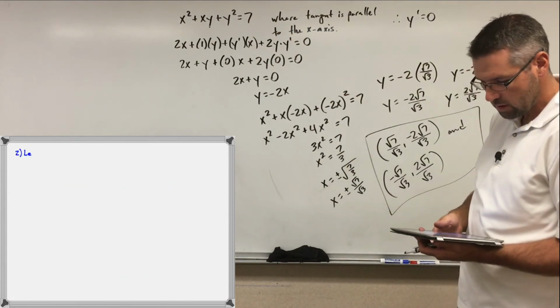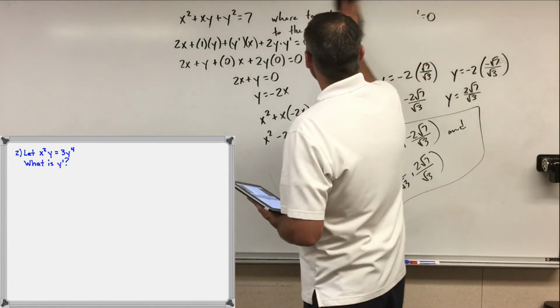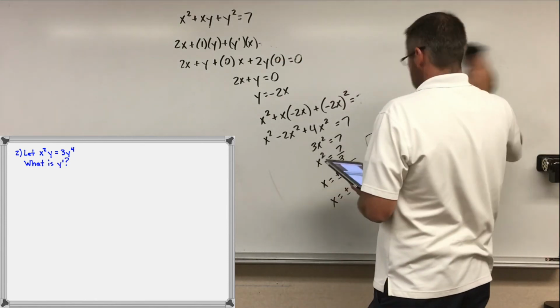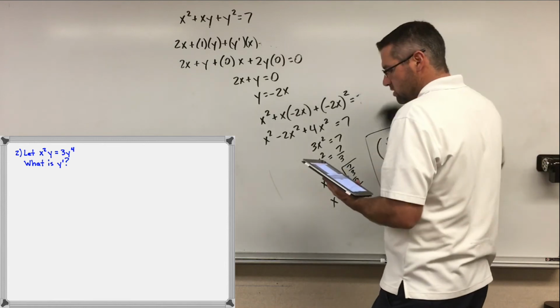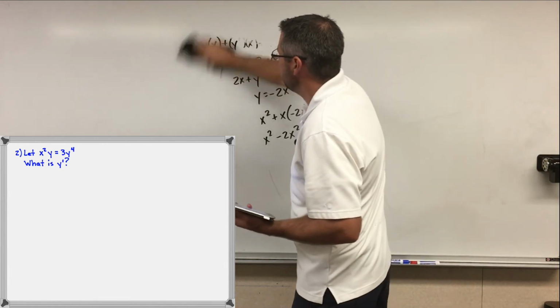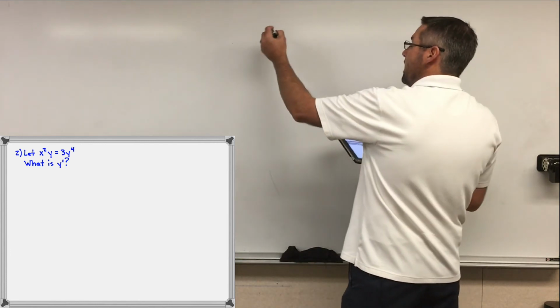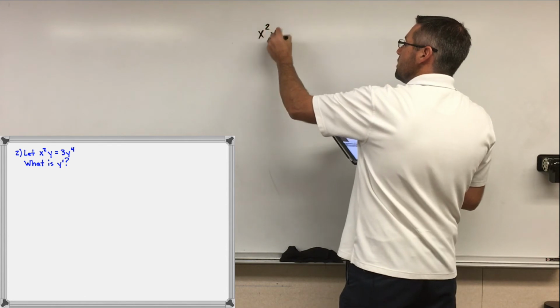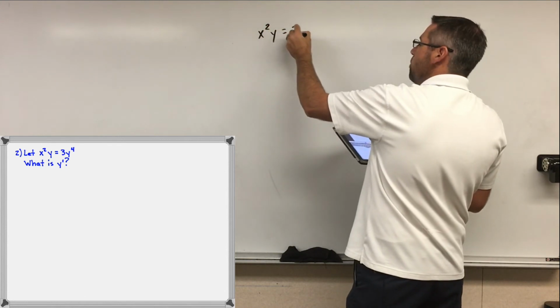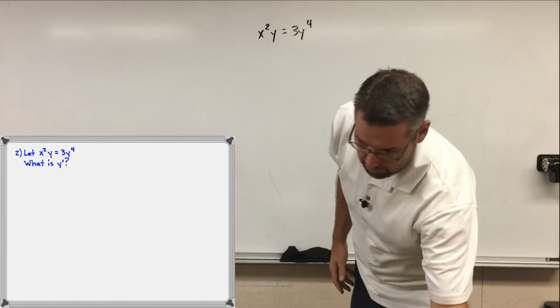Okay. All right, I believe we have one more problem, and we will be done for this lesson. Let's see here. We've got x squared y equals 3y to the fourth. What is y prime?